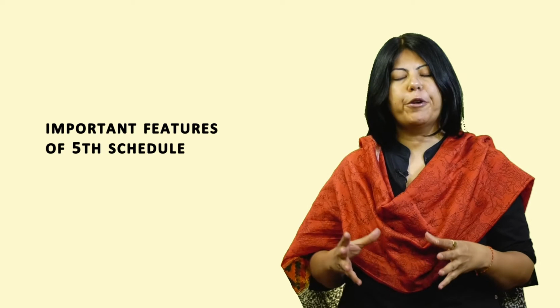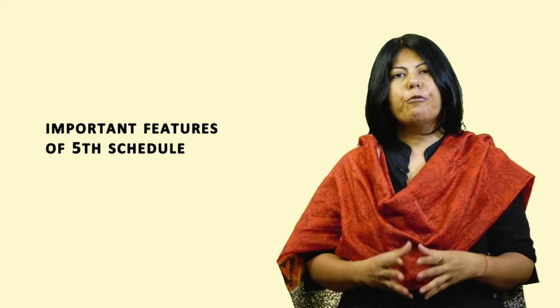Now, Article 244A. This Article 244A was inserted in the Constitution by the Constitution 22nd Amendment Act 1969. This article empowers the Parliament to enact a law in order to create an autonomous state within the state of Assam and to provide this autonomous state having legislature or council of ministers or both with such functions as may be specified by law. Now coming to the important features of fifth schedule.